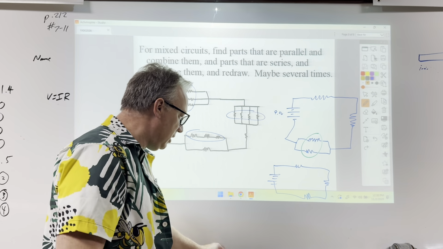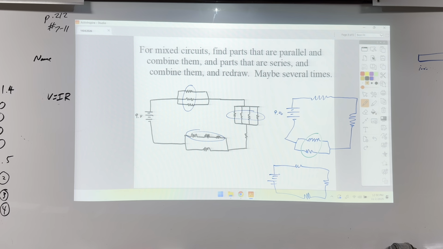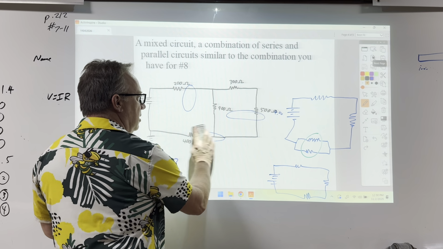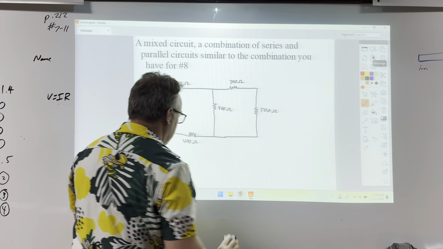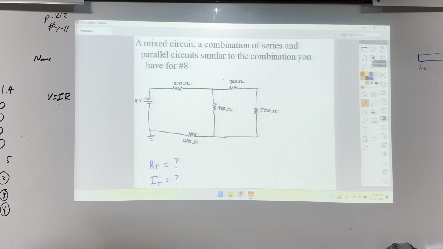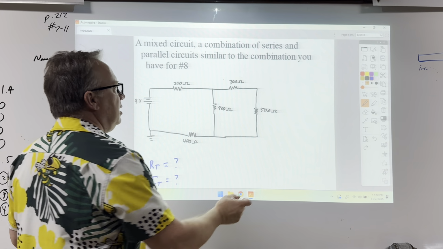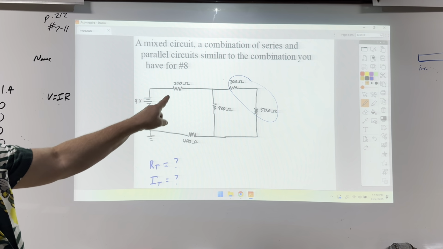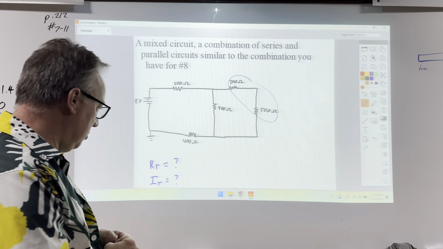Okay, let's do the one that's just like number 8. And then you can do number 8, which will be just like this. And you have to find 2 things. First, the total resistance, then the total current. So I would combine these two and redraw it so you get these 2 series out of the way, and then I would make a parallel.